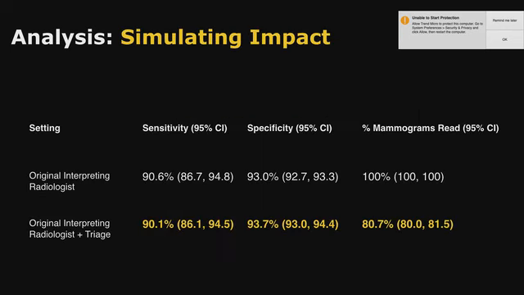This directly leads into simulating the impact. One of the things we did was to ask, retrospectively on the test set, as a simulation before we truly plug it in, what would have happened if people didn't read below the triage threshold? We can't catch any more cancer this way, but we can reduce false positives. At the top, we have the original performance, looking at 100% of mammograms: sensitivity was 90.6 with specificity of 93. In the simulation, the sensitivity dropped, not significantly, to 90.1, but specificity significantly improved to 93.7 while looking at 80 or 81% of the mammograms.